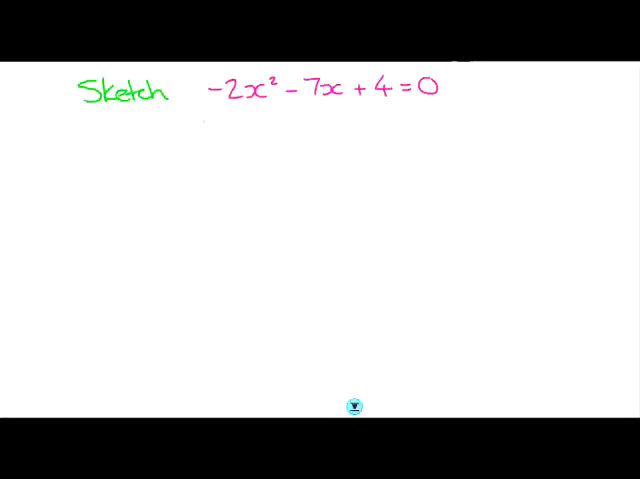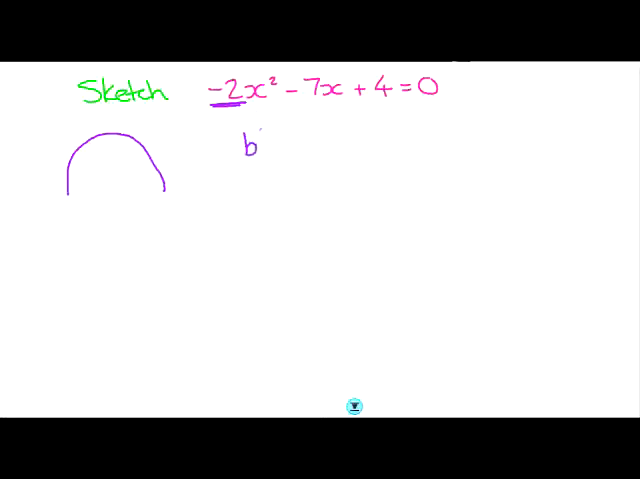Hi guys, now we're going to take a look at how we can sketch this quite horrible looking quadratic. Now, the first thing to note is we have a negative number in front of the x squared, so we know it's going to have this sort of appearance. So, let's do the discriminant check.